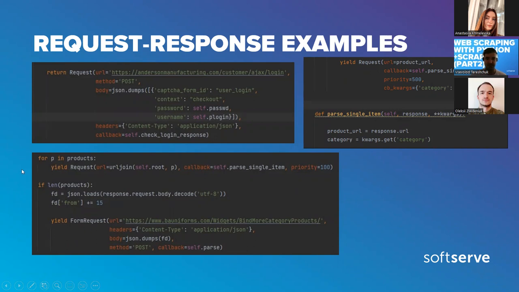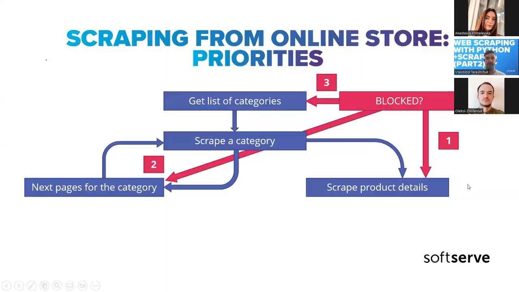And the third example shows that we also need to obtain the product item with higher priority, and we make a form request. It's a subset of requests. That means we deal with a form, and we specify also headers and body here, and the method is post. So in this way, we can tune our request in very different ways and achieve very different results by changing these parameters. Then let's review the request priority settings with more details.